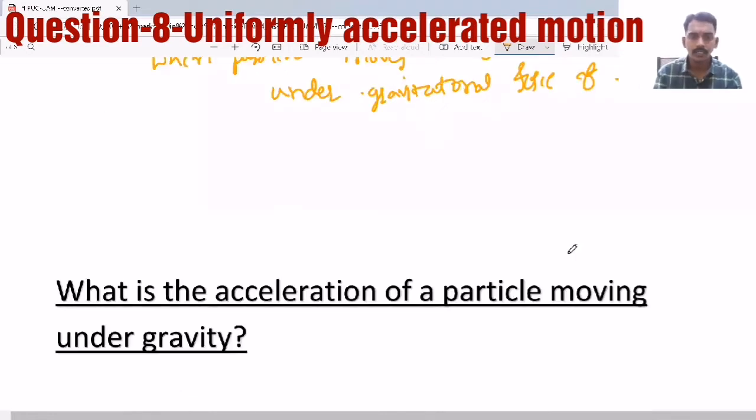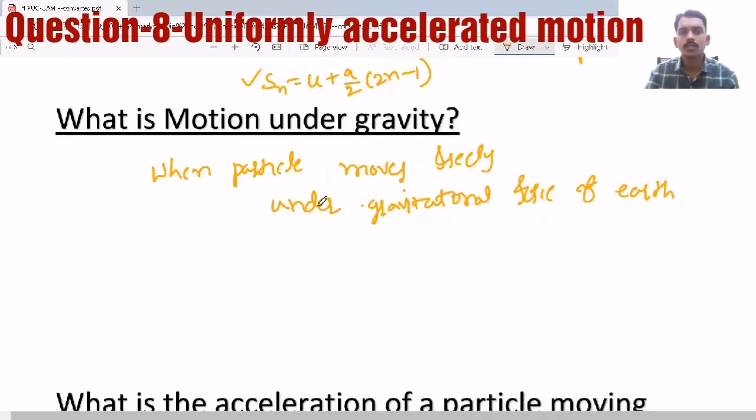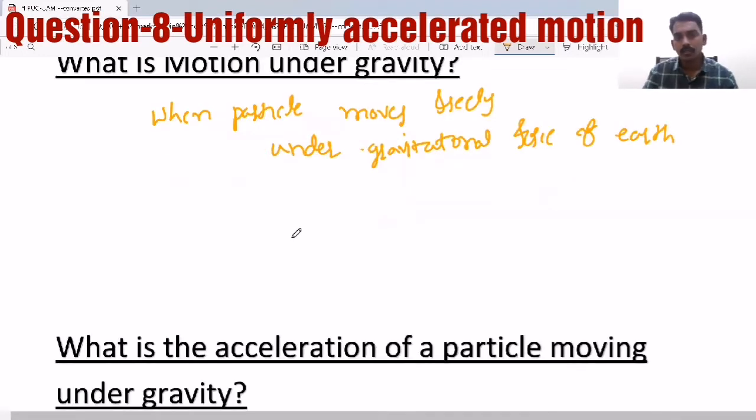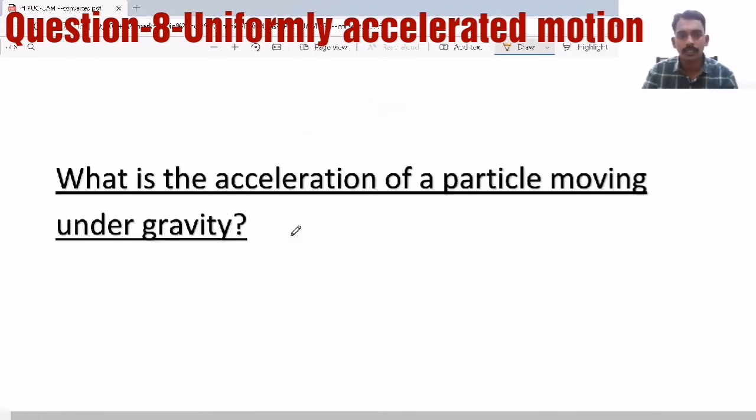Whenever from any point the body is in air, then we call it motion under gravity. If it is moving in the air without being attached to anything, then we call it motion under gravity, whatever may be the point it started from. For a particle moving under gravity, the very first thing you should know is what is the acceleration of a particle moving under gravity.